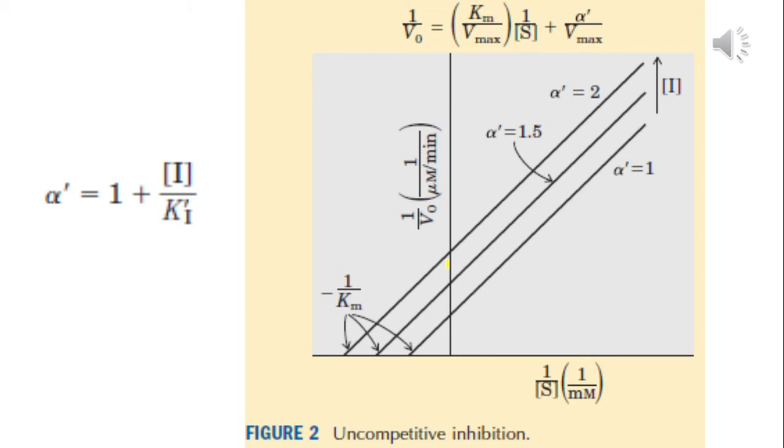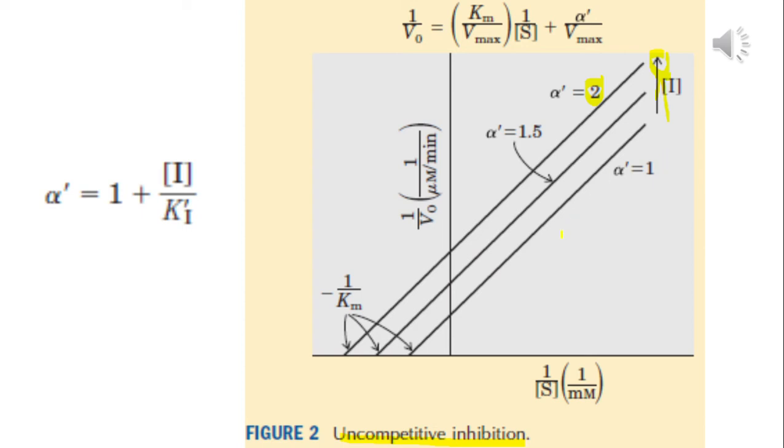Now, here is the LB plot for uncompetitive inhibition. Here also in this graph, three plots are given. Alpha dash is equal to 1 means no inhibitor is there. And alpha dash 1.5 means there is inhibitor. Alpha dash 2 means there is more inhibitor. The inhibitor concentration is increasing. You can see three lines.